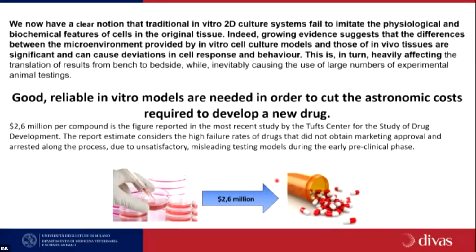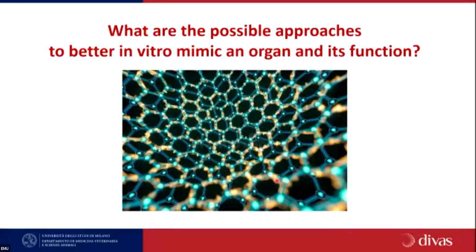So this obviously has to draw our attention to the fact that we need reliable models that have a higher predictivity. So what strategies can we adopt in this sense? I will just give you a very brief overview, and tell you about our experience with this.